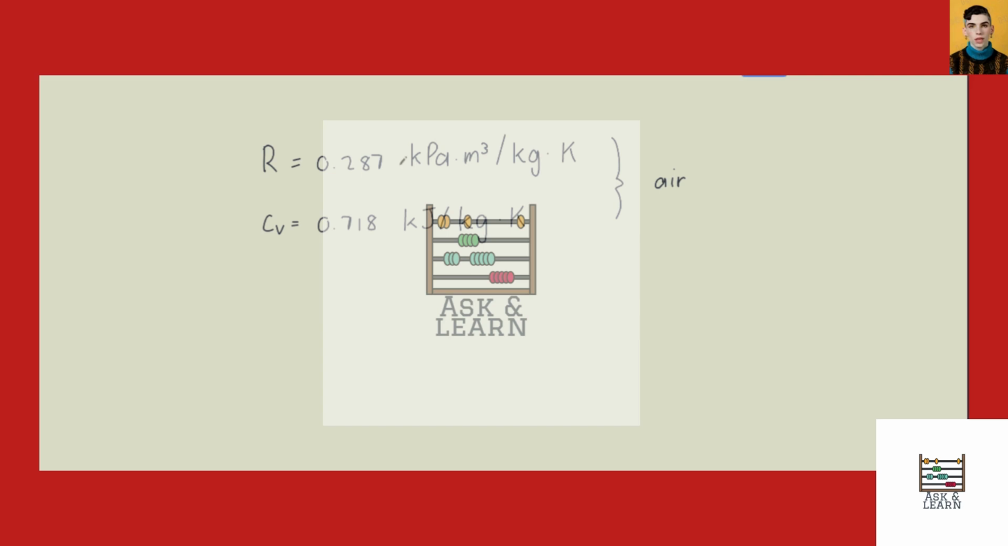So the properties that we have are the gas constant for air, which is 0.287 kilopascal meter cube per kg Kelvin, and the specific heat for air at room temperature, which is 0.718 kilojoule per kg Kelvin.